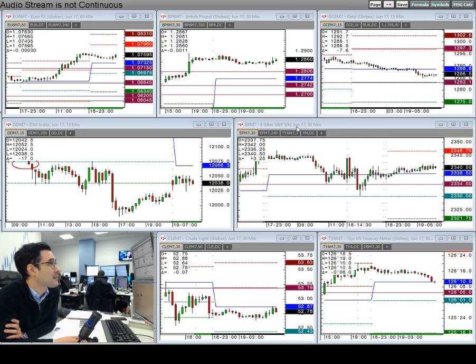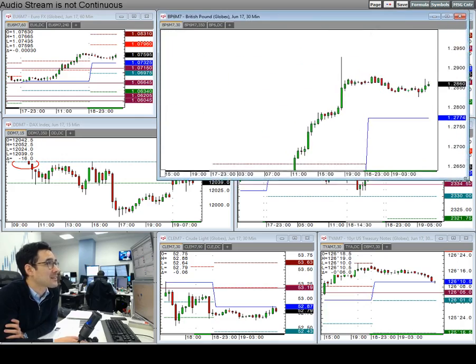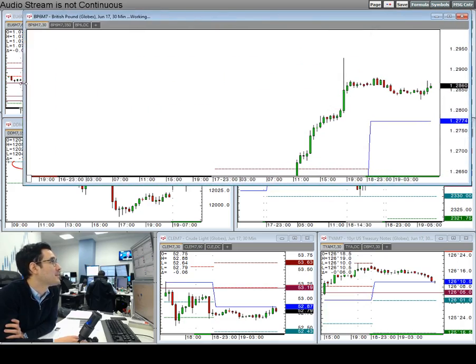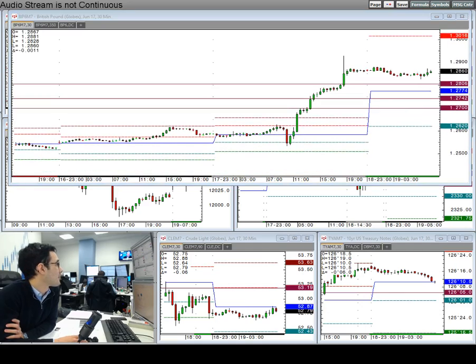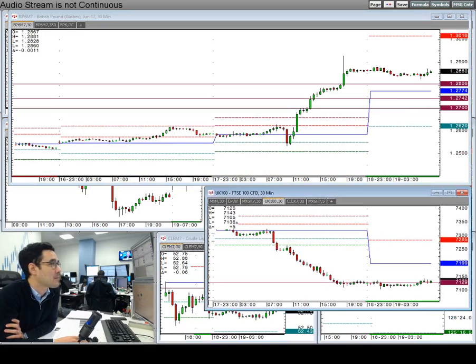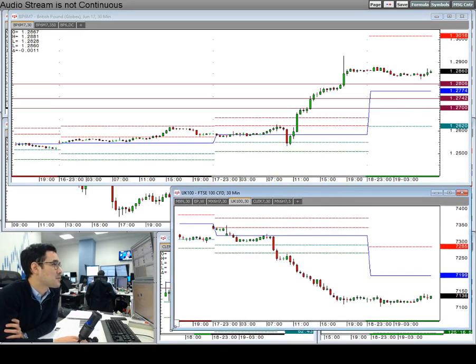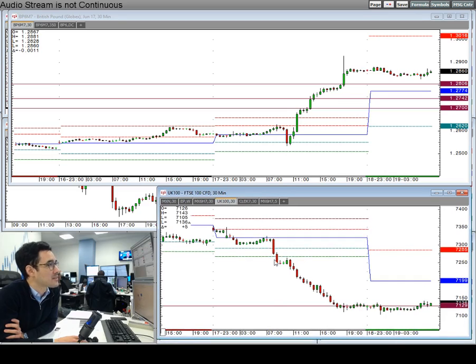Let me just bring up the two charts so you can see the type of movement that we're talking about. If I bring up cable here, and then the FTSE CFD at the bottom, actually for the FTSE 100, it was the biggest decline yesterday since the EU referendum itself, so last summer. Yeah, it's the biggest drop that we've had percentage-wise in the FTSE index.